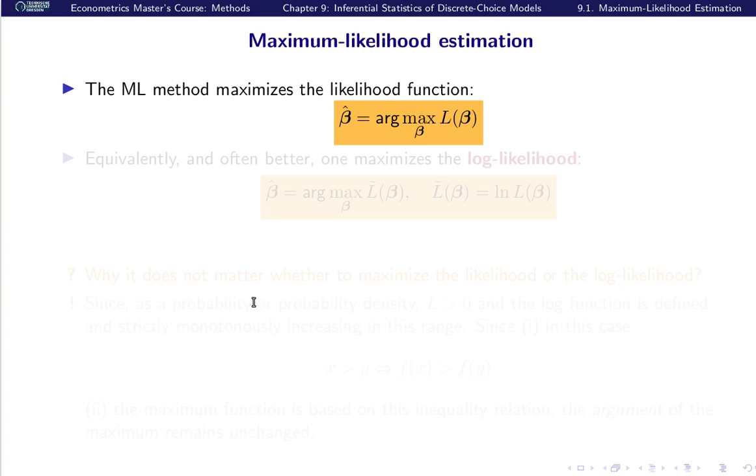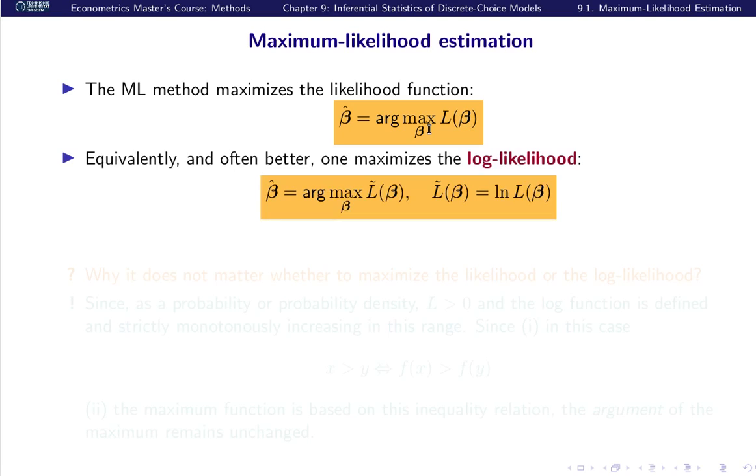So the actual estimation is to maximize this likelihood function. That's the name derived from maximum likelihood method. So the calibrated set of parameters is just the argument that maximizes the likelihood function with respect to the parameters. Often, however, one does not maximize the likelihood, but the log likelihood. That means one just takes the logarithm of the likelihood, which I call tilde L of beta, is just the logarithm of the likelihood of beta.